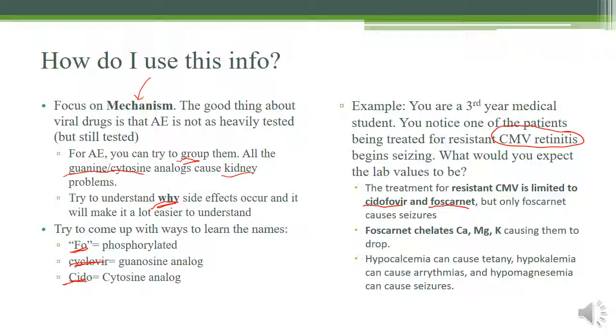If you can just try to remember, what did I tell you about Foscarnet? It chelates the calcium, the magnesium, and the potassium. And when you chelate the magnesium, that causes a lot of seizures. But something else that you need to know and you'll learn as you go through medical school is that hypocalcemia can cause a lot of tetany, hypokalemia can cause a lot of arrhythmia in your heart, and then hypomagnesemia can cause a lot of seizures. All right, that's it for antivirals, and good luck studying.